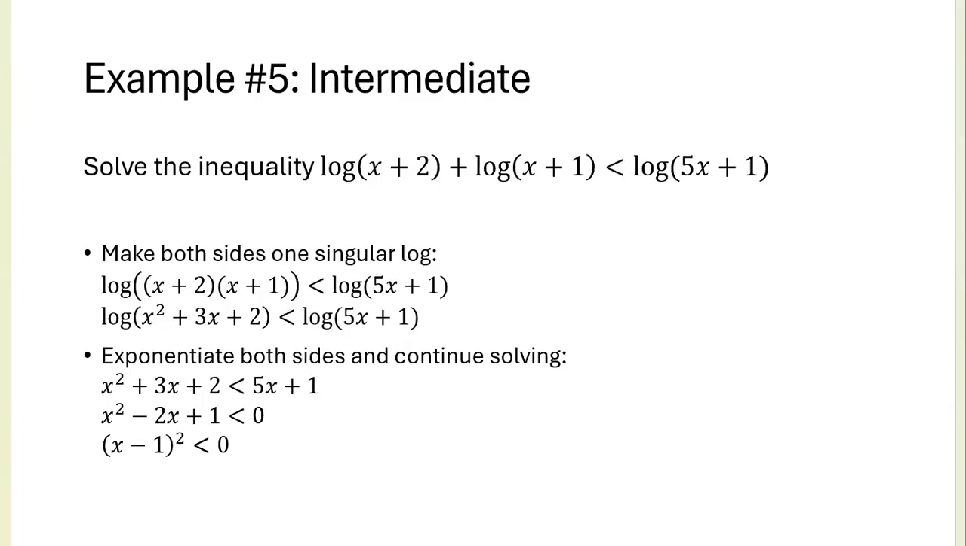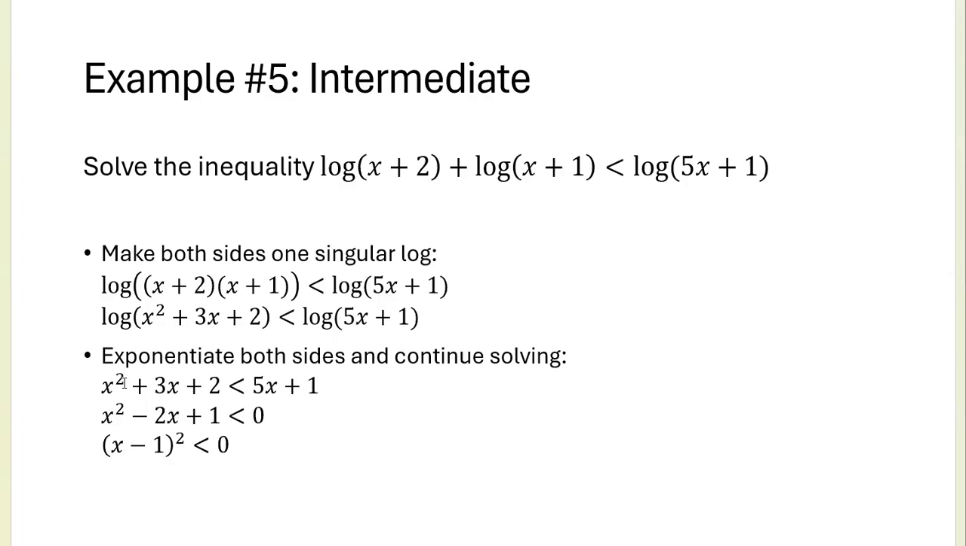Last example. Let's solve this inequality. Log of x plus 2 plus log of x plus 1 less than log of 5x plus 1. So let's use the alternative method I just presented. Let's combine these two on the left-hand side into 1. So we will multiply the arguments. So it'll be x squared plus 3x plus 2. Right-hand side remains the same.